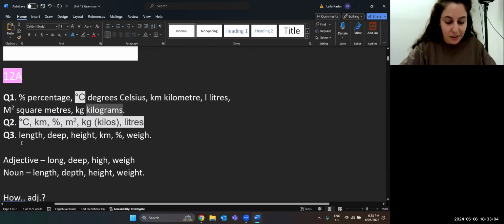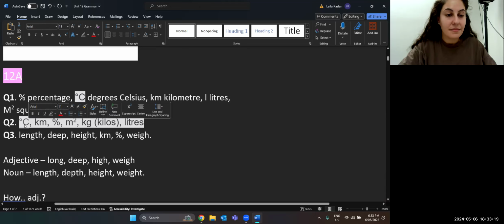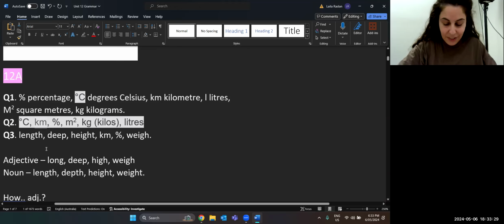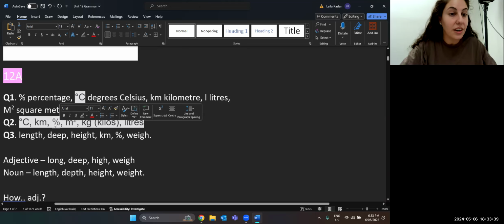Okay, so let's read a little passage together. The temperature at the center of the earth is about 7,500 degrees Celsius. The North Pole is over 20,000 kilometers, because we're talking about distance from the South Pole. 70% of the Earth's surface is water.